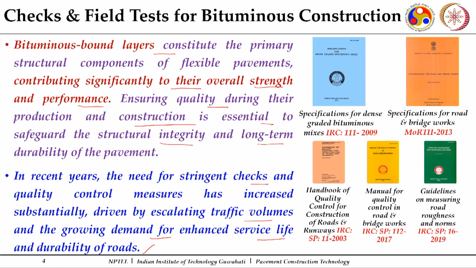So, we will be having a discussion of many codal provisions, some of which are listed here, which include the Handbook of Quality Control for Construction of Road and Runways, the Manual for Quality Control in Road and Bridge Works, guidelines. The IRC SP 11 has been merged with IRC SP 112. Then we have the guidelines on measuring the road roughness and norms, specifications for road and bridge works, our orange book, and specifications for dense graded bituminous mixes, IRC 111.